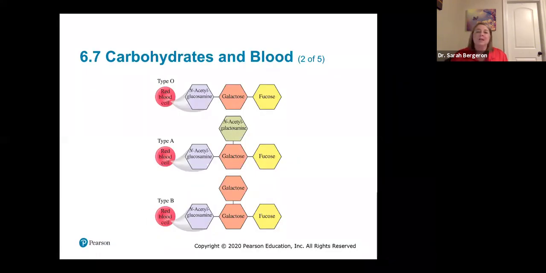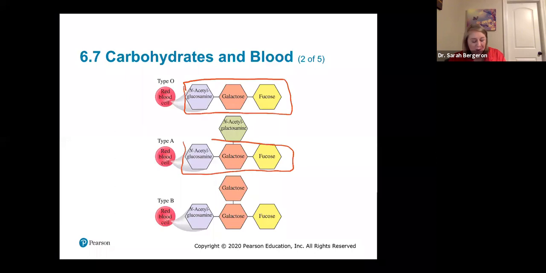Well, here we go. If you are type O, you have 3 different kinds of monosaccharides inside of the chain that's sitting on the outside of your cell. You have an N-acetylglucosamine, you have a galactose, and you have a fructose. What you'll see is that these three are present no matter what type of blood you have. If you are type A, you have N-acetylglucosamine, galactose, and fructose. But you have something else also. If you are type A, you also have an N-acetylgalactosamine. This is my extra thing that type A has.